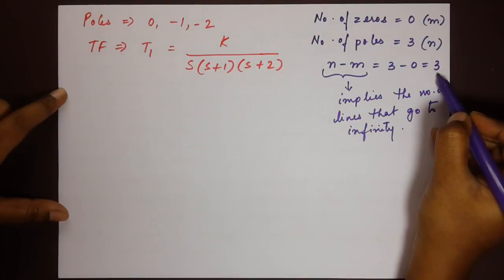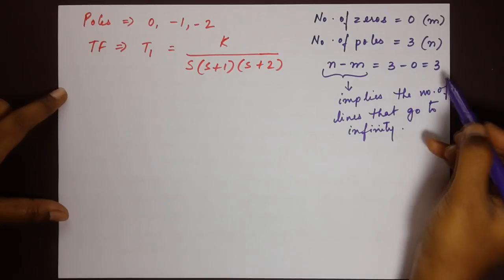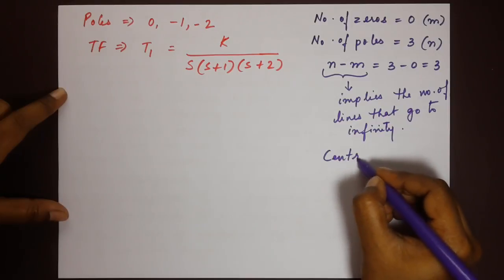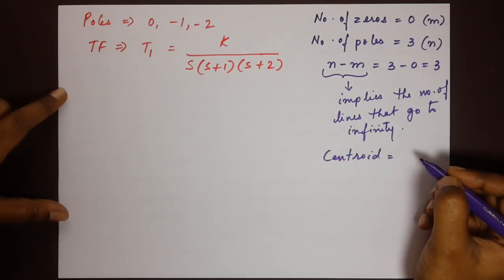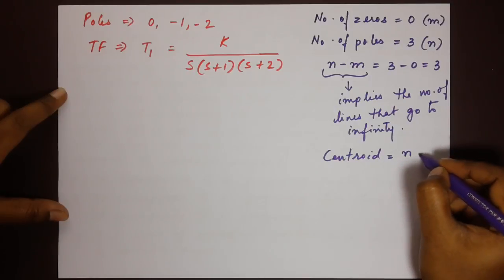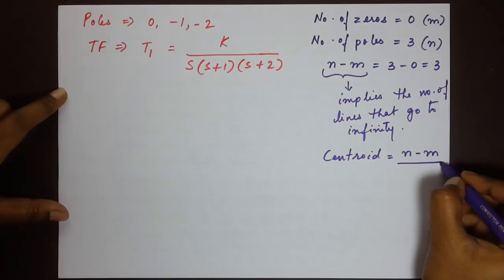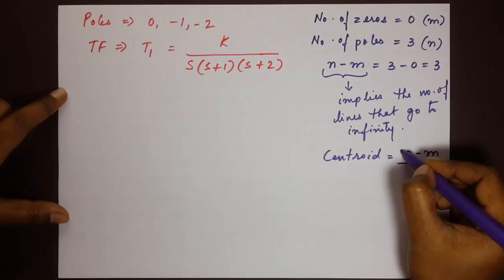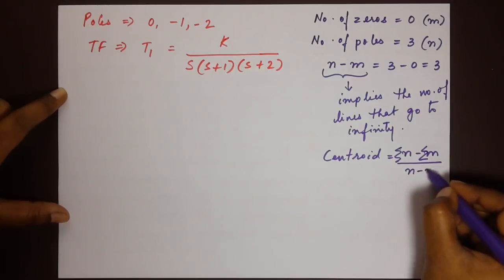So here we have 3 lines that go into infinity. Okay, so we need to figure out from where they start, or at least where the maximum number of these lines begin. So we calculate something called the centroid. You should be a little familiar with what a centroid is. So the centroid is the sum of poles minus the sum of zeros, divided by n minus m.